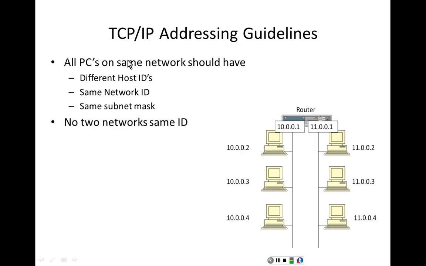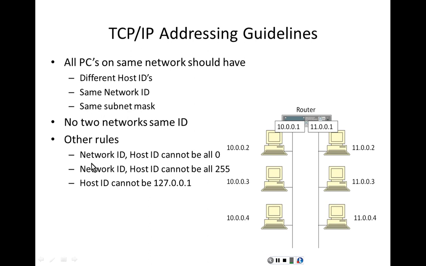TCP/IP addressing guidelines, we've already discussed them. All PCs on the same network should have different host IDs, right? .2, .3, .4. The same network ID, so 10.10.10, and of course, all the same subnet mask. And no two networks should have the same network ID. We've discussed that. And then a couple other rules.